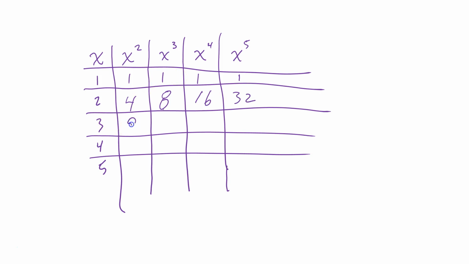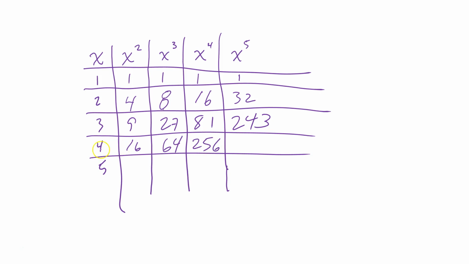Okay, 3 times 3 is 9. Times another 3 is 27. Times another 3 is 81. Times another 3 is 243. Okay, and in fact, that's the number we were just looking for. But we'll finish this up here. 4 times 4 is 16. Times another 4 is 64. Times another 4 is, excuse me, 256.